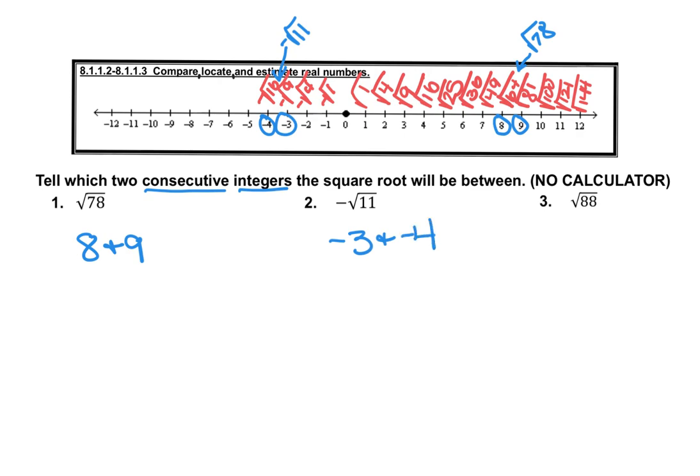All right, the square root of 88. The square root of 88 looks like it's right here between the square root of 81 and the square root of 100. And so again, your consecutive integers, this one's going to be 9 and 10.